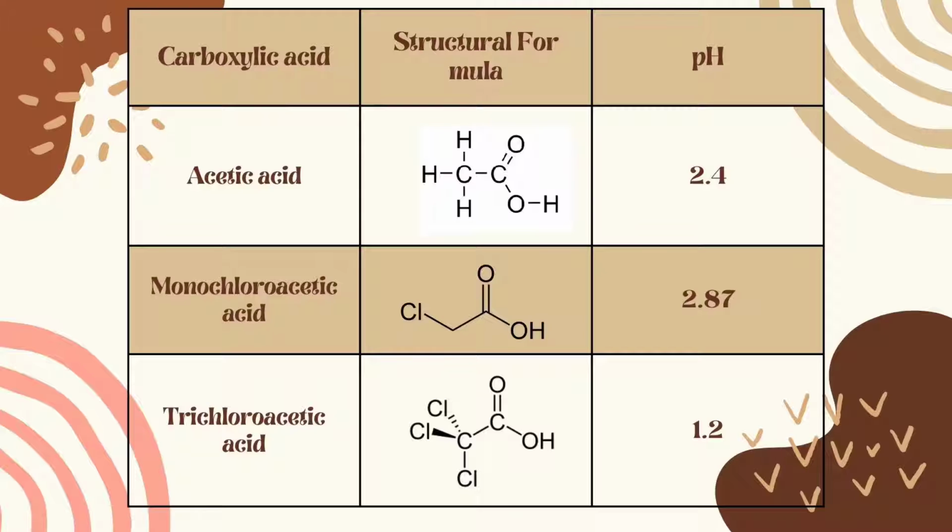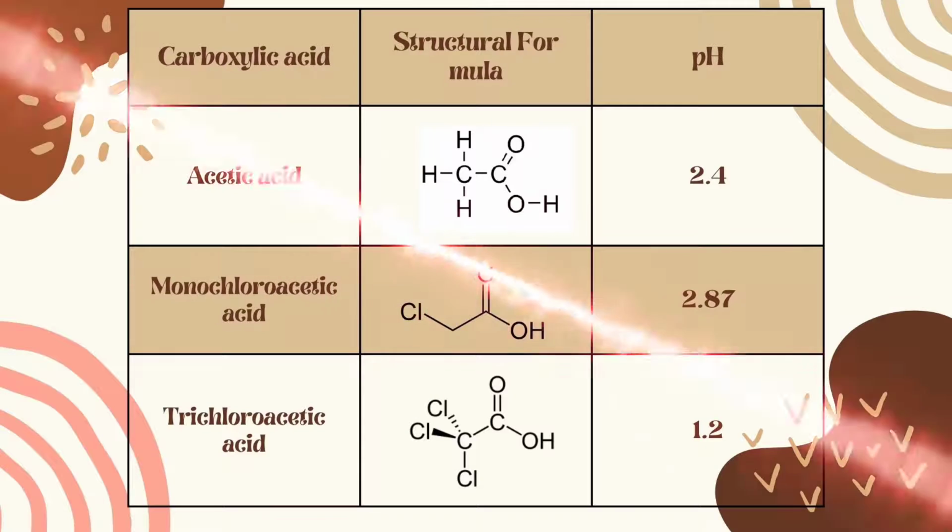Another one is monochloroacetic acid. The structural formula is this, and a pH of 2.87. The last one given from the carboxylic acids is trichloroacetic acid. This is the structural formula and a pH of 1.2.